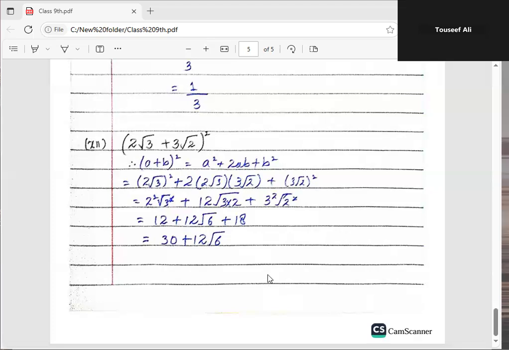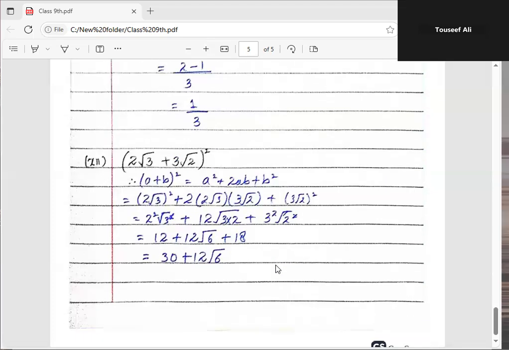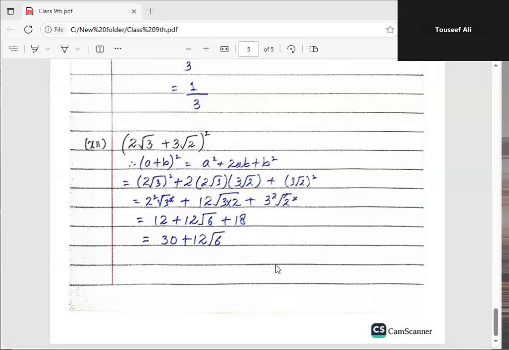This is the end of our lecture and also the end of our exercise 3.3. I hope all this exercise is clear for all of you. If you have any type of confusion, any queries related to this exercise, inshallah we will discuss in the next class.